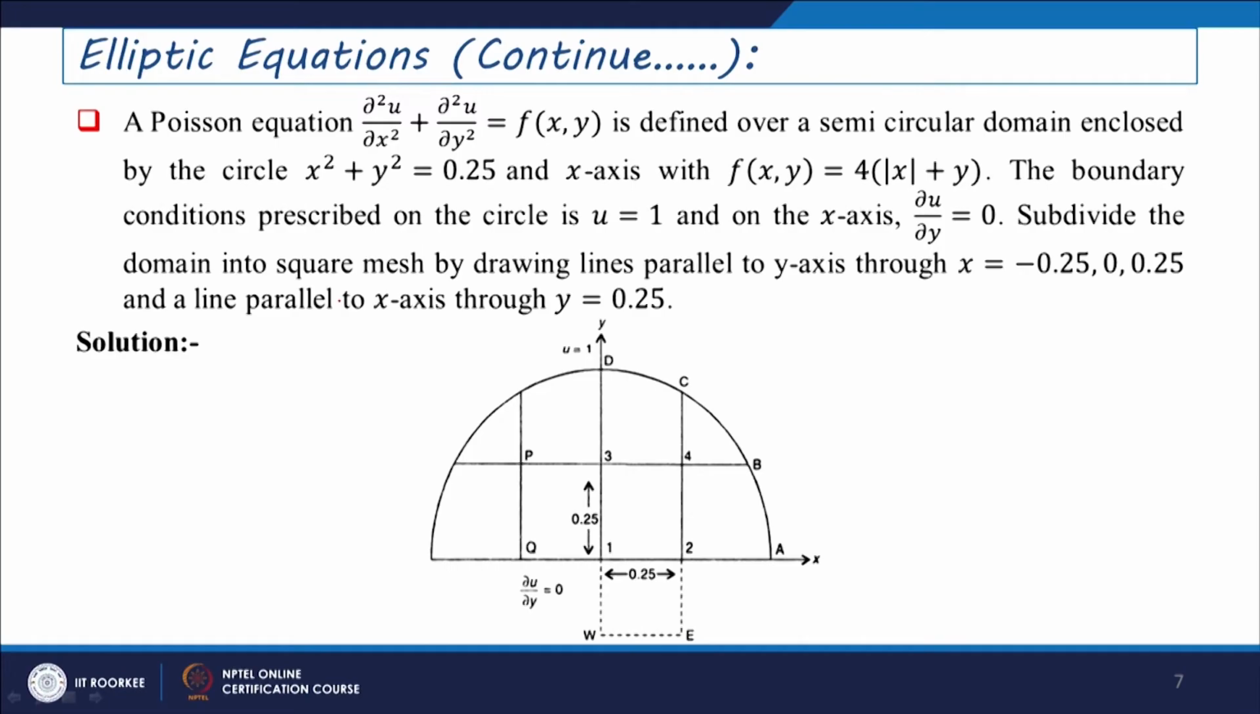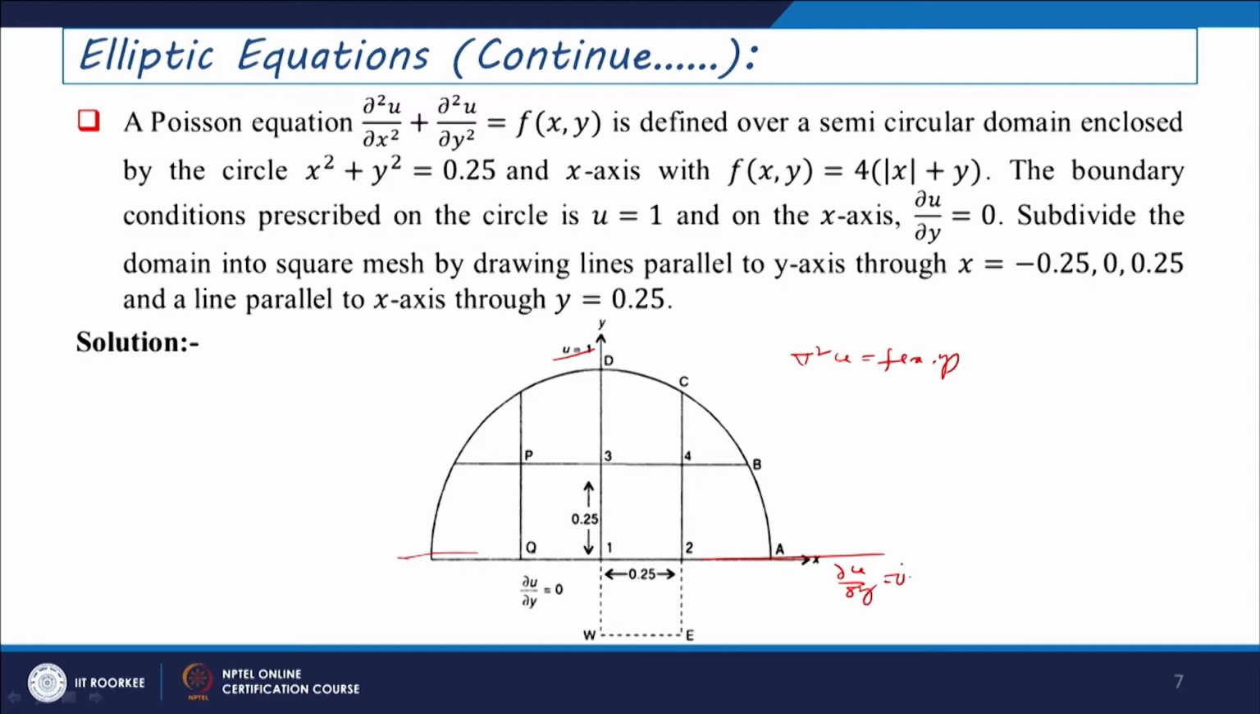The boundary condition prescribed on the circle is u equals 1, and on the x axis del u by del y equals 0. So, since the problem is asked, we are writing this equation in the form of nabla square u equals f of x y, and above this semicircular domain we are assuming u equals 1 here, and along the x axis we are considering del u by del y equals 0 there.